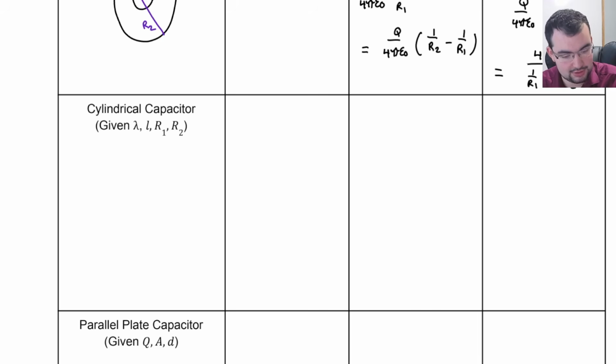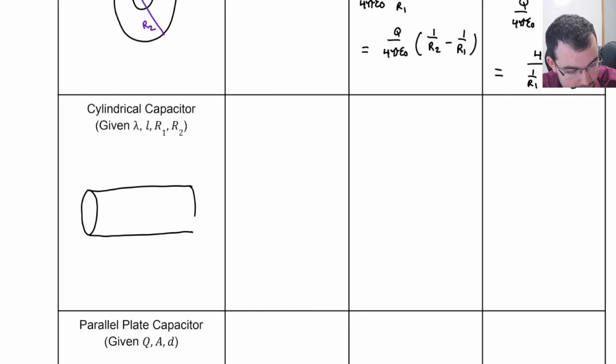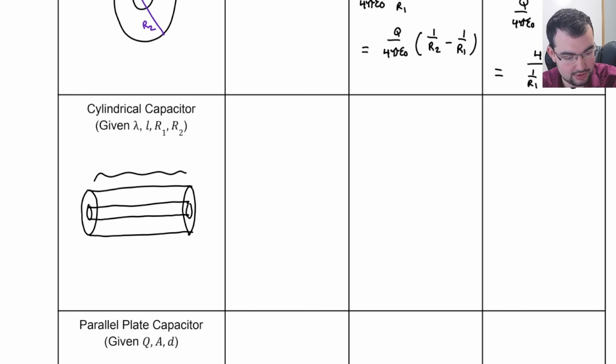All right, next we got a cylindrical capacitor. So this could actually look the same as the previous one if you're given like a cross-section view, but really what we have is just two cylinders. And we have the same idea where we're given actually their length as well. And we're also given the individual radii of each of our cylinders here.